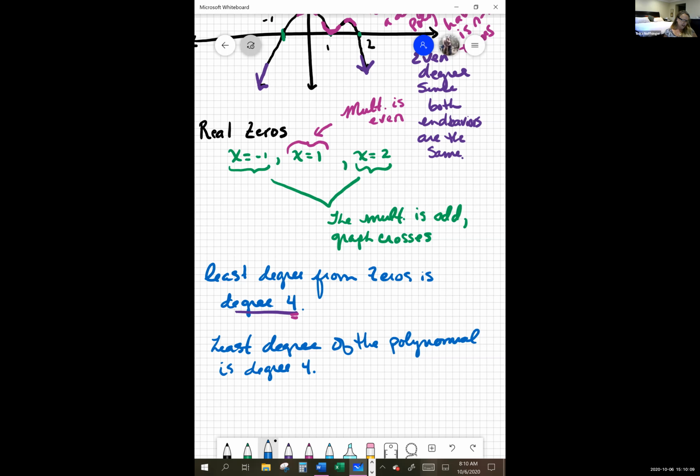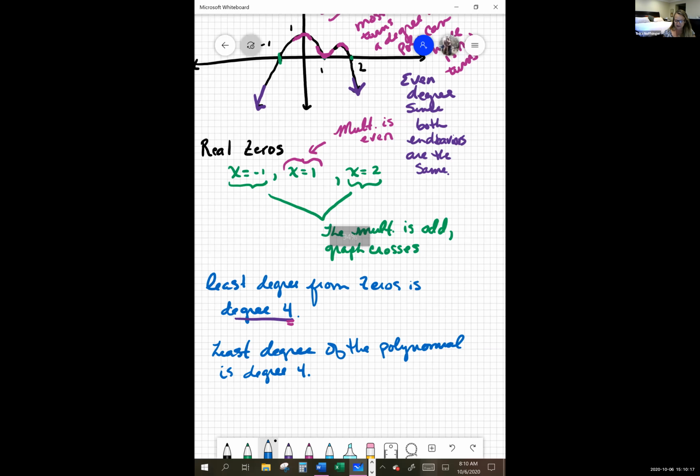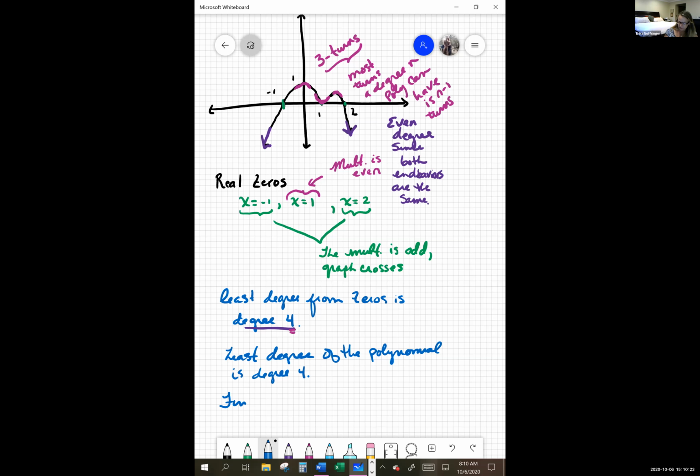But it also wanted us to find a polynomial function that might have this graph. And there's more than one answer that could be possible. And so let's try to put this together. So finding a polynomial that could have this graph.